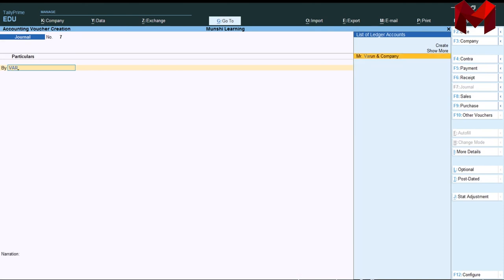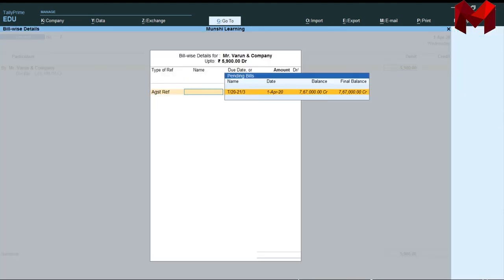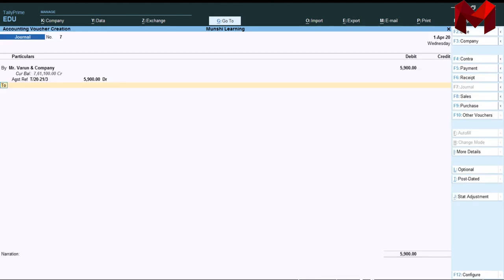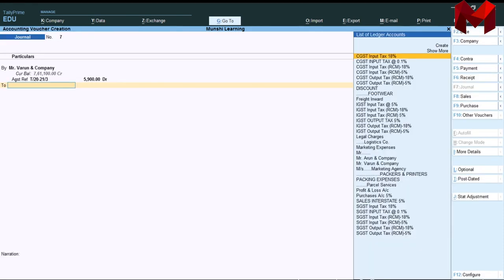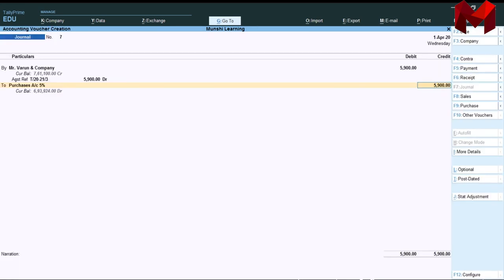Varun and Company account debit. We are reducing the balance. Varun and Company was already credited. Now we are debiting Varun and Company so that its balance gets reduced by 5,900, the total amount including GST. To purchases account: purchases amount is going to be reduced by 5,000.